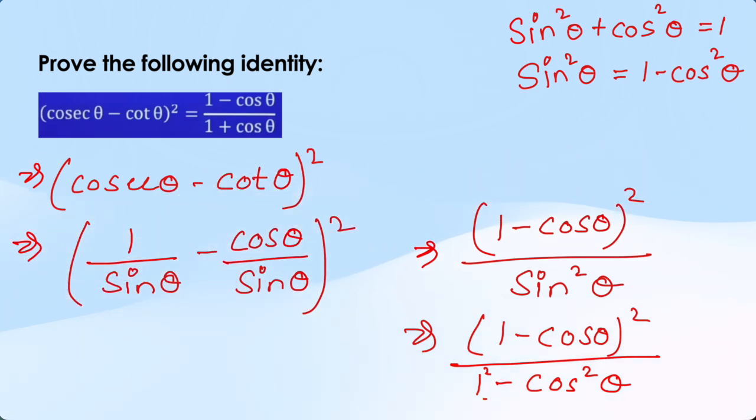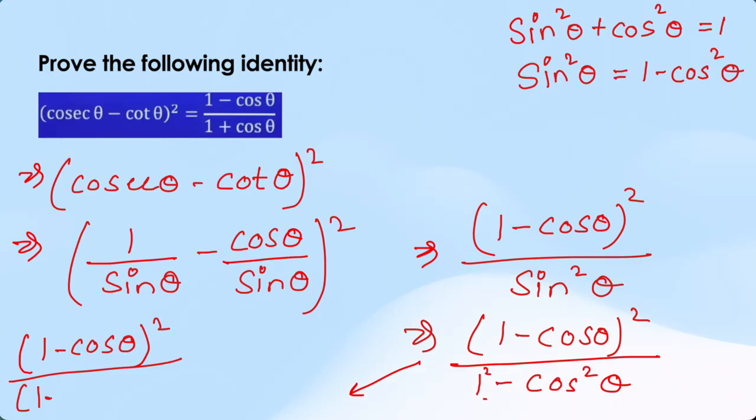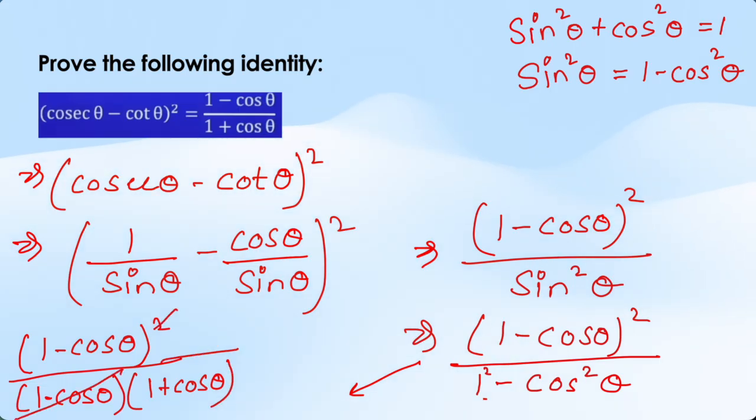So a square minus b square means a plus b, a minus b. So 1 minus cos theta the whole square divided by 1 minus cos theta and 1 plus cos theta. This will cancel out. So whatever is left, that is your answer. 1 minus cos theta by 1 plus cos theta. Right? Means you have to just check what is in the RHS.